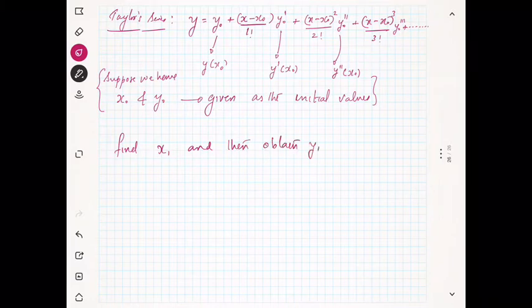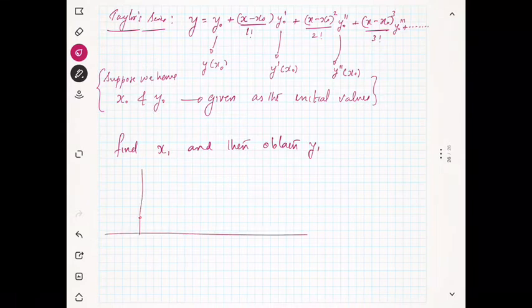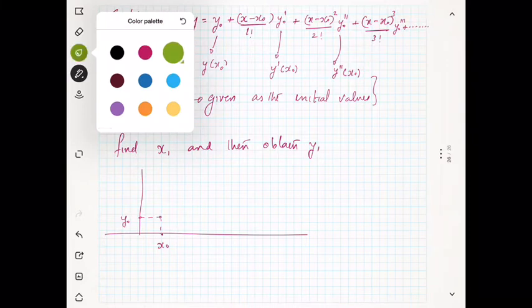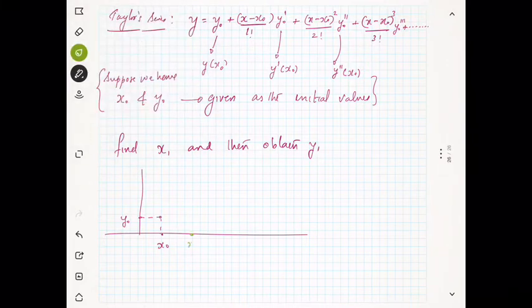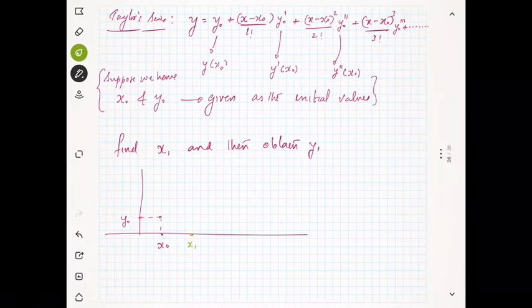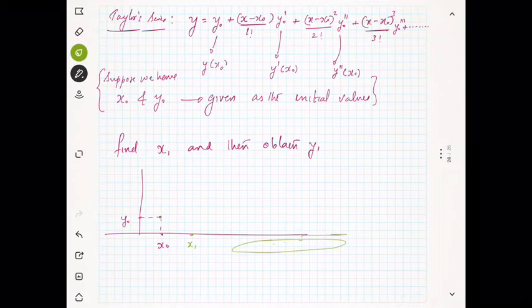Now we have to move a little bit. For example, you are going to find a function. Now x0 is given, and the corresponding value of y, y0, is given. Now we want to proceed further to obtain x1. So we will choose a very nearby point. We will not choose any point far away from x0. So we will choose a very nearby point x1.